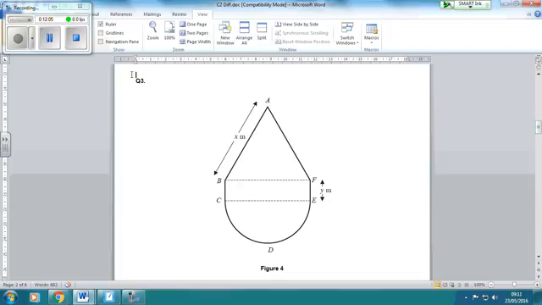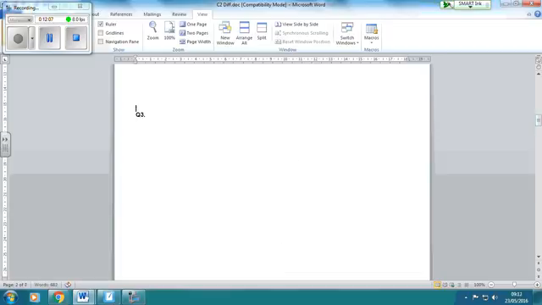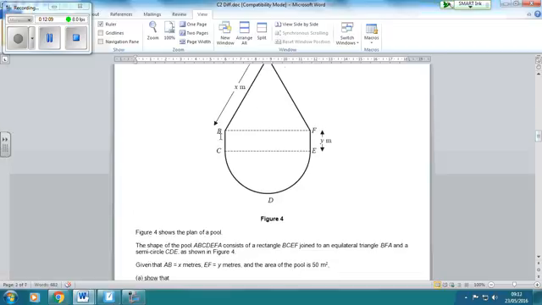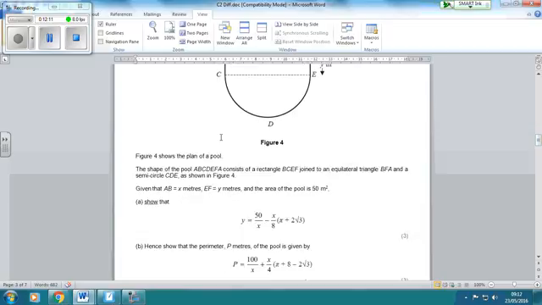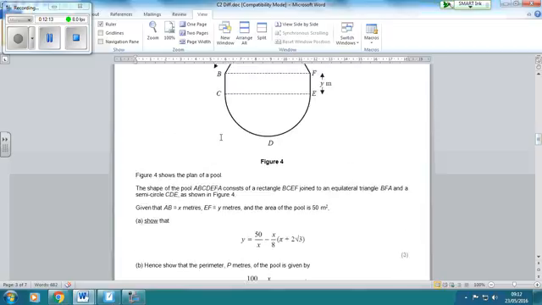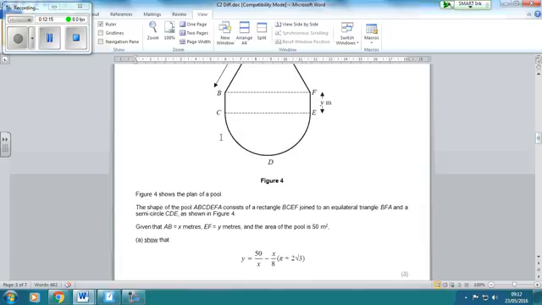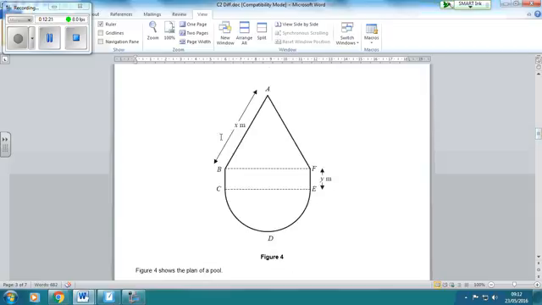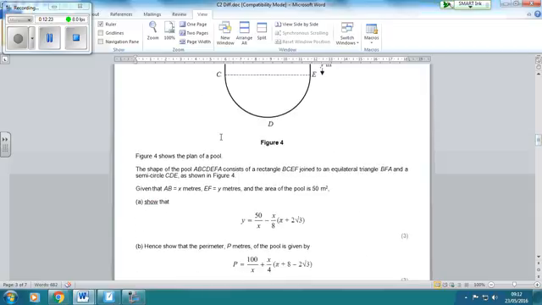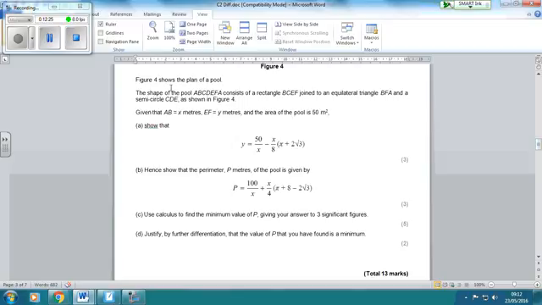Okay, let's have a look at question 3 then. Okay, so we've got to show that y equals that down there. And then we've got to hence show the perimeter.